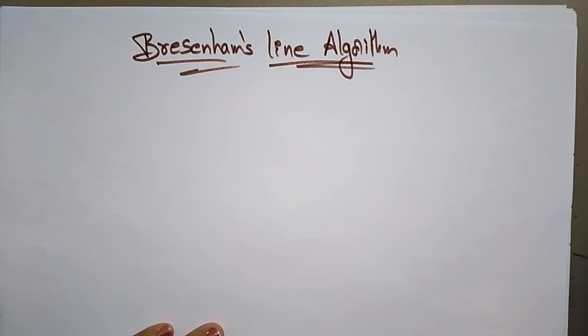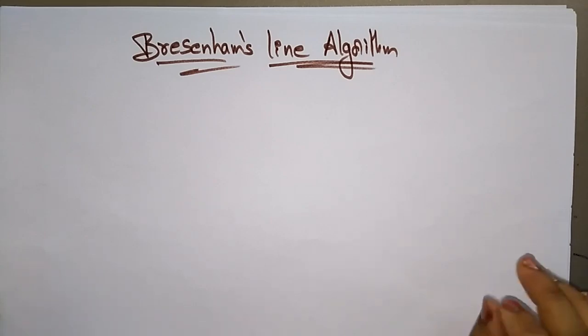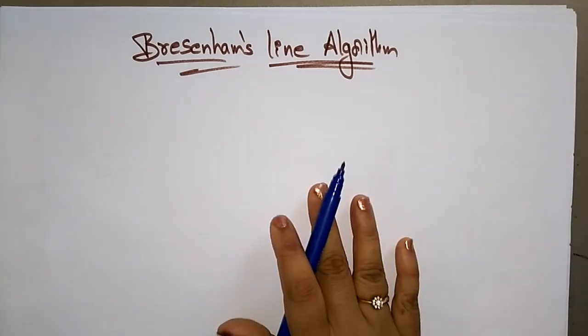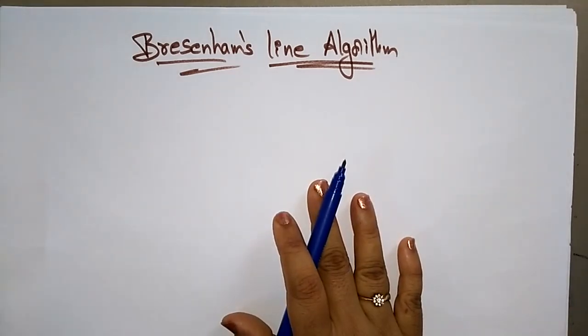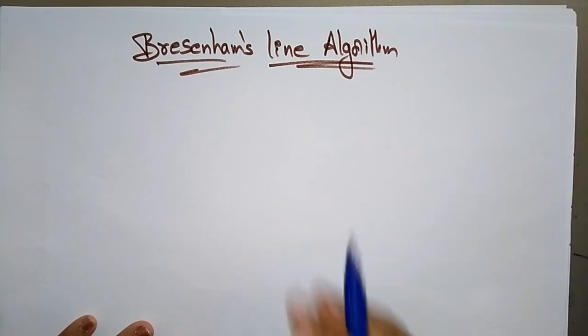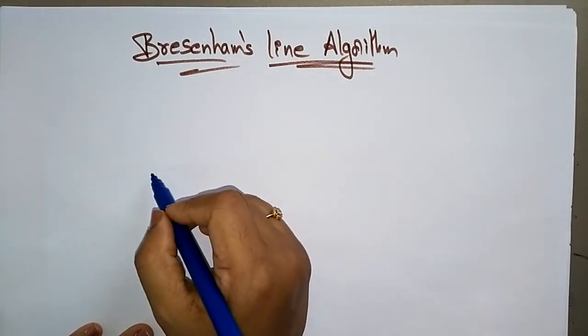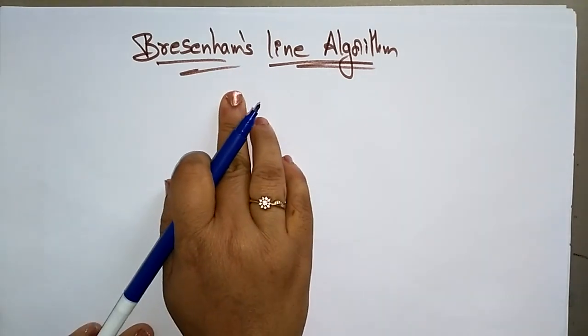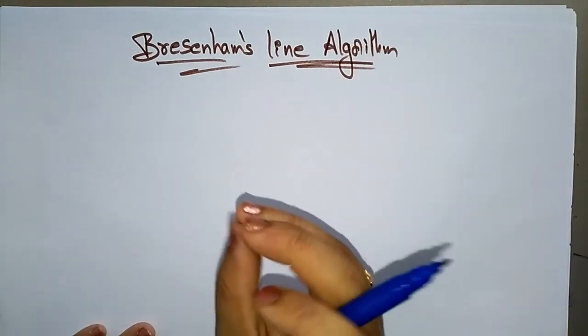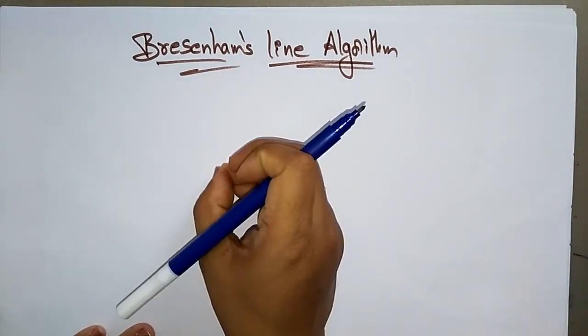This is also a scan conversion method to draw the line segment. Now let's see, what is this Bresenham's line generation algorithm? Actually, it is a more efficient method than DDA. We call it an efficient method than DDA because it involves only integers.